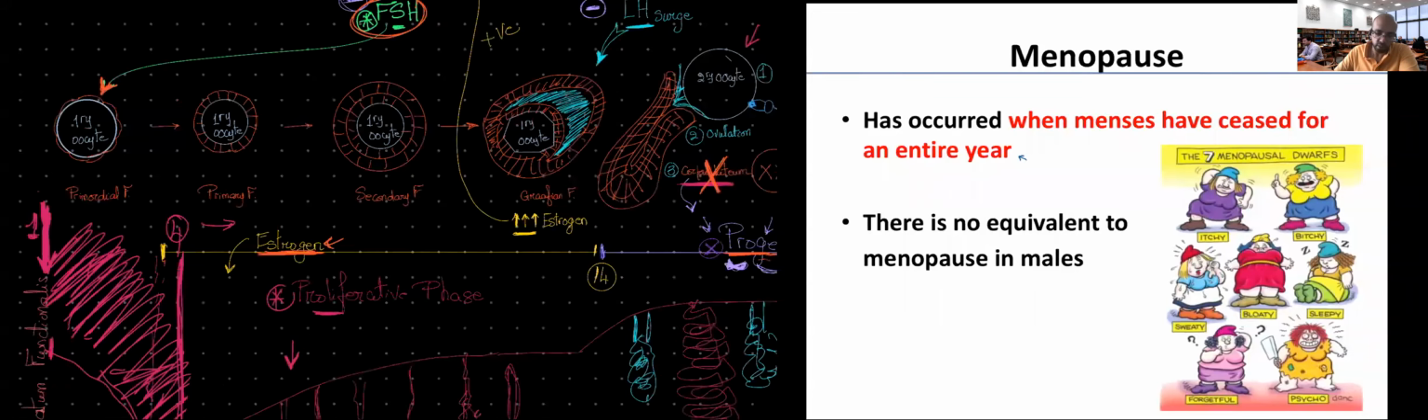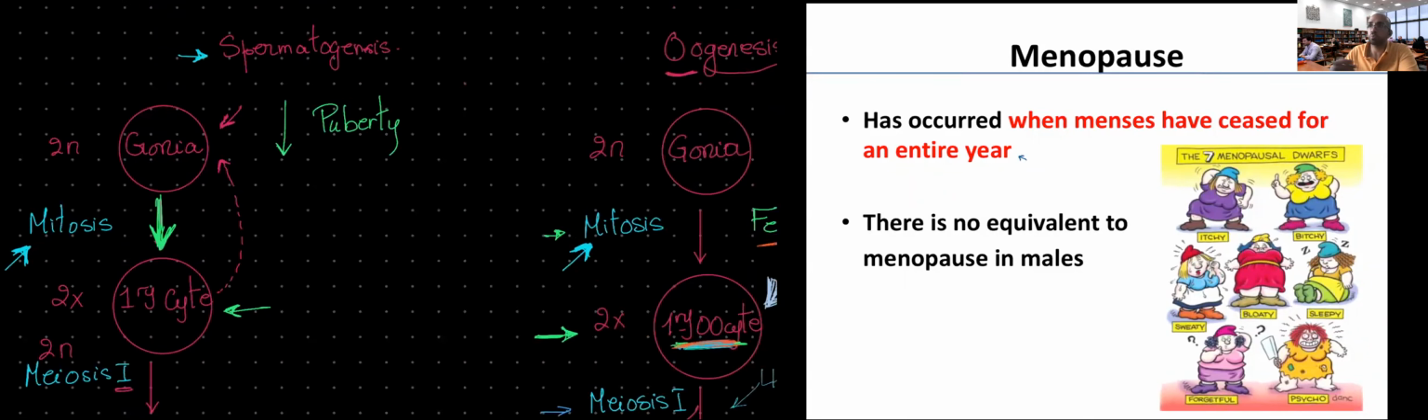There is no equivalent to menopause in males, remember, because the mitotic division of the spermatogonia is going to be taking place all the time. This allows males to produce an unlimited number of sperm throughout their life after puberty.